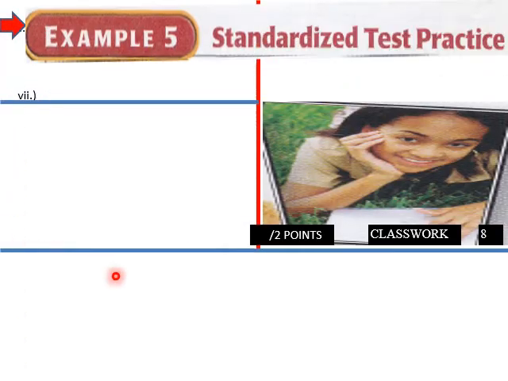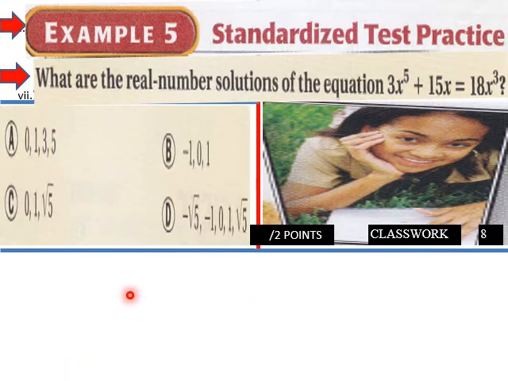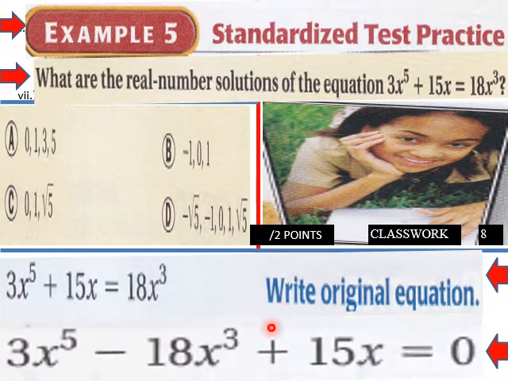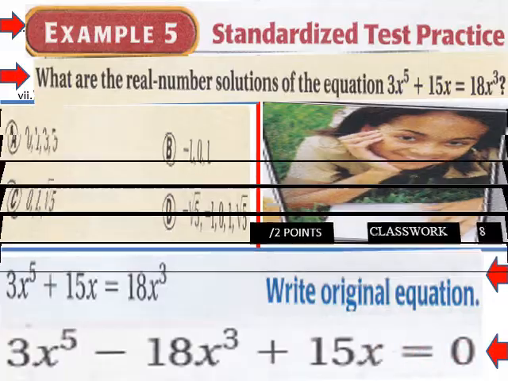Okay, into our next example here, example 5, standardized test practice, kind of a format here. What are the real number solutions of this equation here? 3x to the 5th plus 15x equals 18x cubed. What are the real number solutions of this? Well, how do you find that? Write the original, and then we're going to put it in standard form, all of this equal to 0.